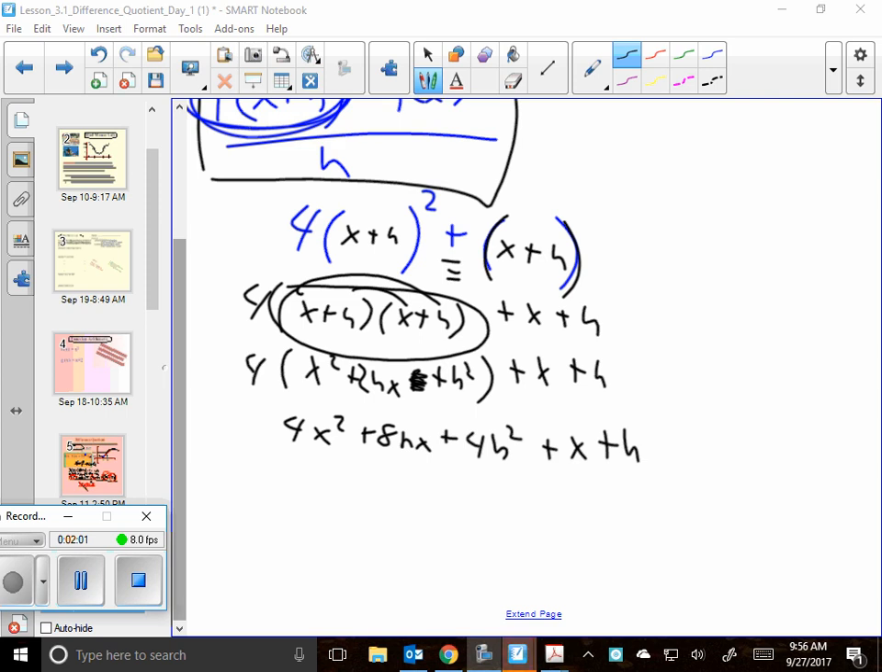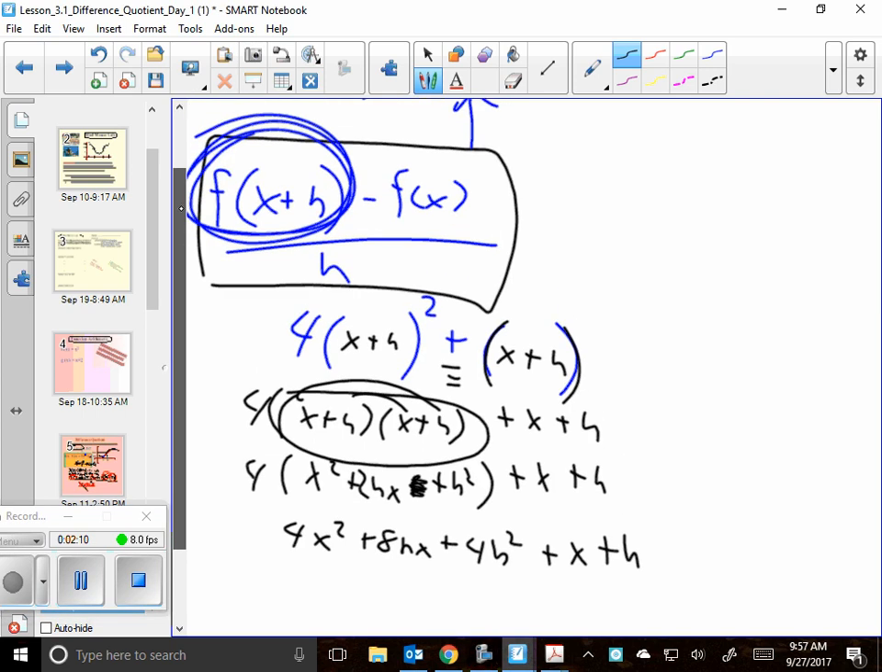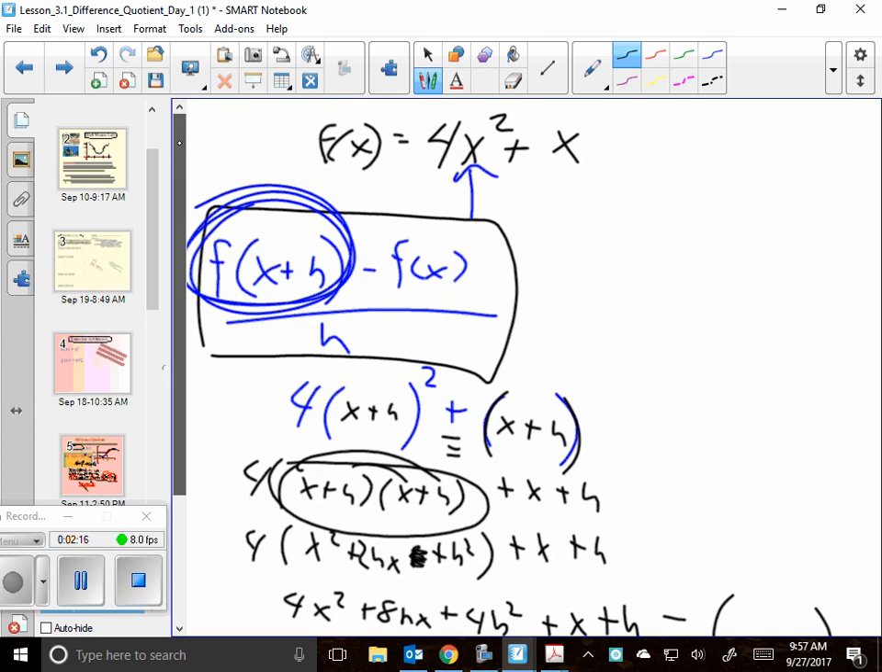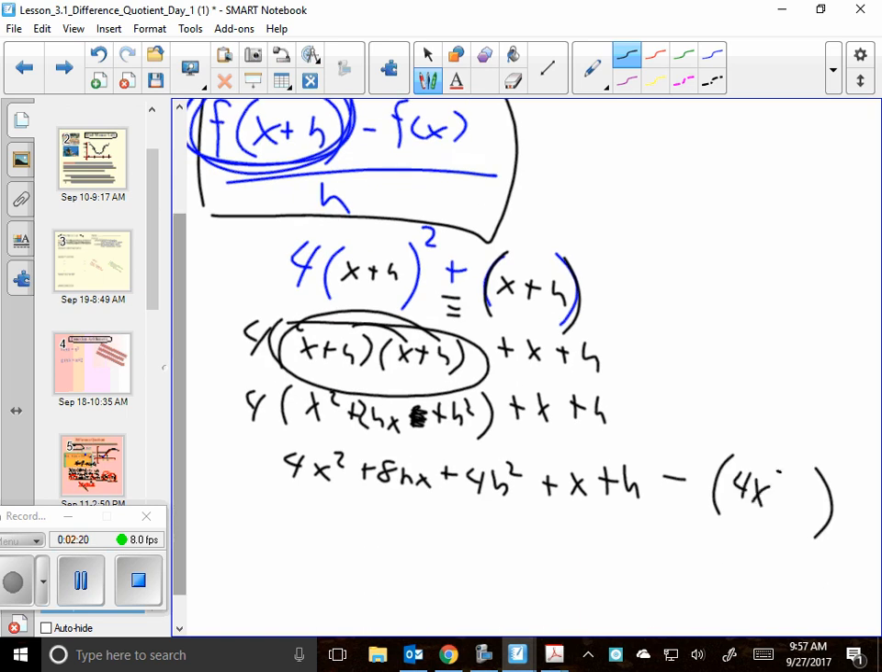Whew! Here we go. Did you catch me making any dumb mistakes in there, or did you get the same thing? Seeing lots of nods, so it's probably right. Now I need to subtract f of x, so I'm going to go minus, and then what is f of x? Well, that's just what they gave me at the beginning. It's right there, 4x squared plus x. Notice I have it in parentheses, so I'm not going to screw up my negative there. Then it's all over h.